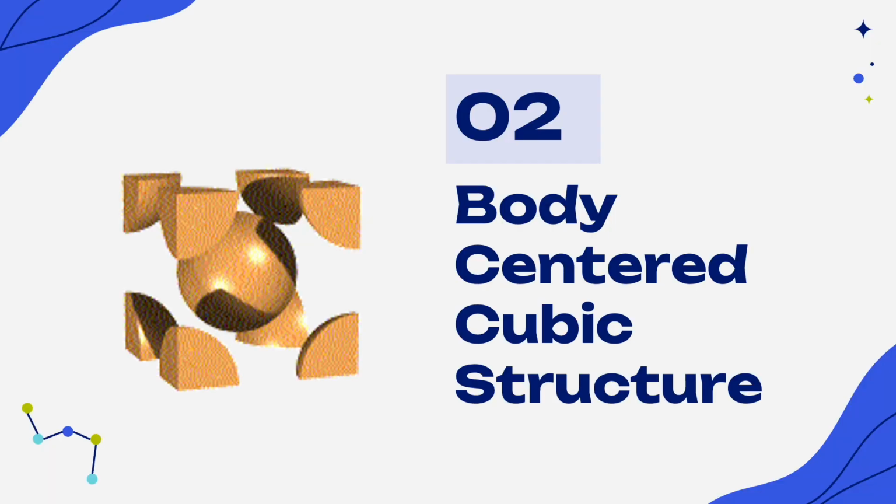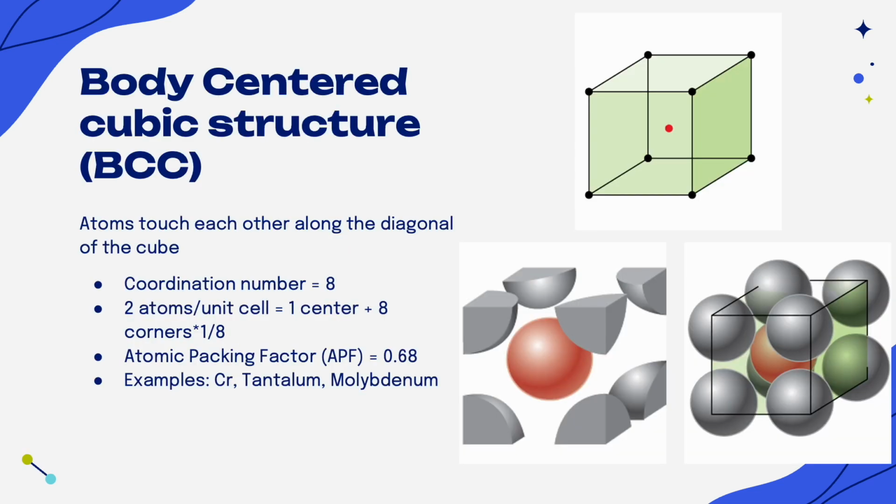Now let's talk about one of the common crystal structures found in metals, the body-centered cubic structure, often abbreviated as BCC. This common metallic crystal structure has a cubic unit cell with atoms located at all 8 corners and a single atom at the cube center, as you can see in this picture. This is called a body-centered cubic BCC crystal structure. Atoms in this structure touch each other along the diagonal of the cube.